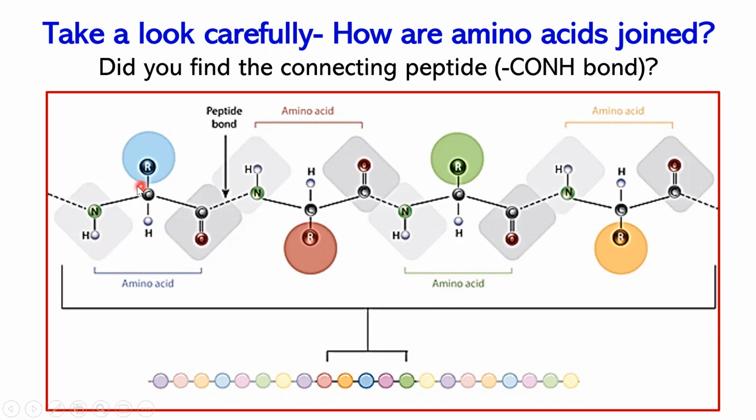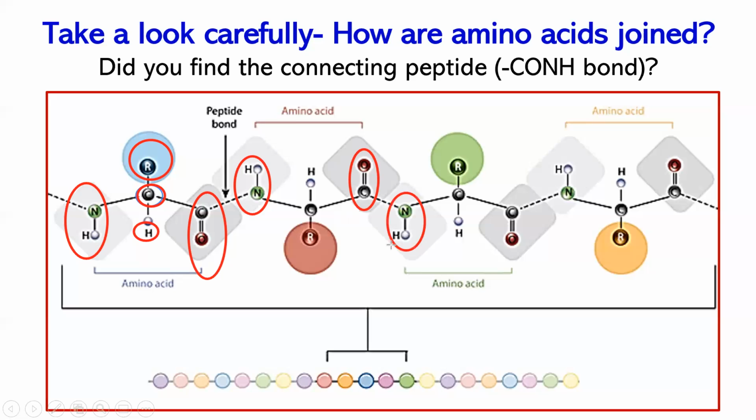Okay. So you have the C here. The C is of course attached to an H, and it's attached to a functional group R. But on one side is the CO and the other side is the NH. And then similarly in the second one, NH is on this side and CO is on this side. And then it keeps repeating like that.